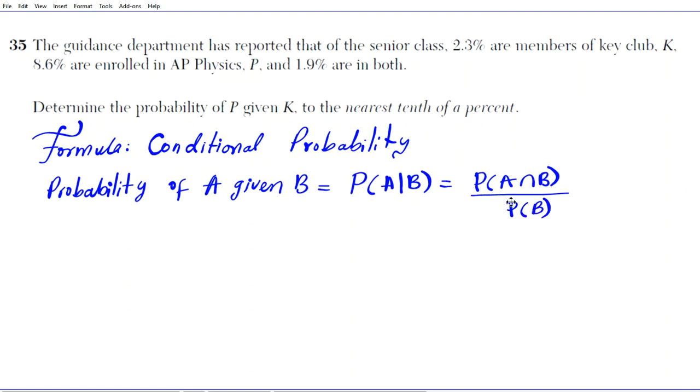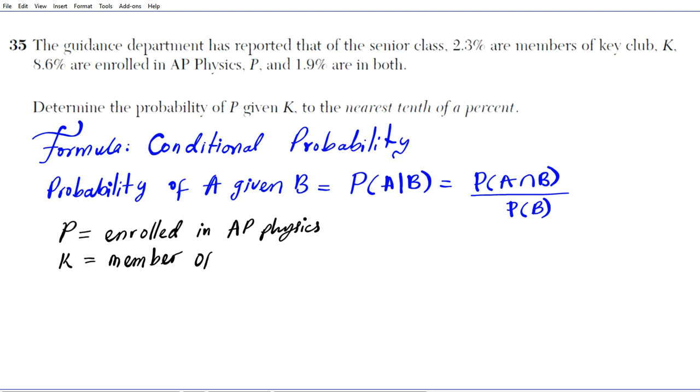Okay? Alright, so let's list the different scenarios that we're dealing with here, the different events that we're going to be calculating the probability of in this problem. We have P for the percent enrolled in AP Physics. And then we have K for the members of Key Club.